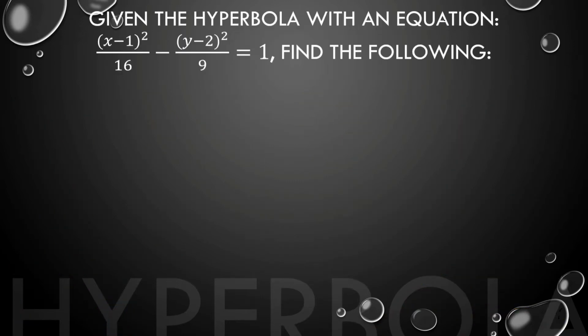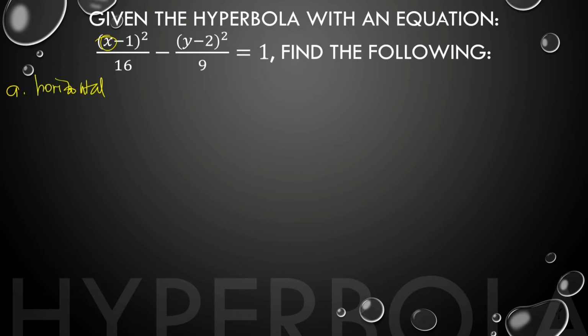So, for the given hyperbola with an equation (x minus 1) squared over 16 minus (y minus 2) squared over 9 is equal to 1. So, una natin hanapin is yung classification ng given na hyperbola, kung vertical ba or horizontal. So, dito, kailangan mo tingnan kung ang nag-positive ba is yung x or yung y, or kung sino yung naunang numerator. So, dito, yung positive or yung naunang numerator is yung x minus 1 squared. So, x, ibig sabihin, isa siyang horizontal hyperbola.